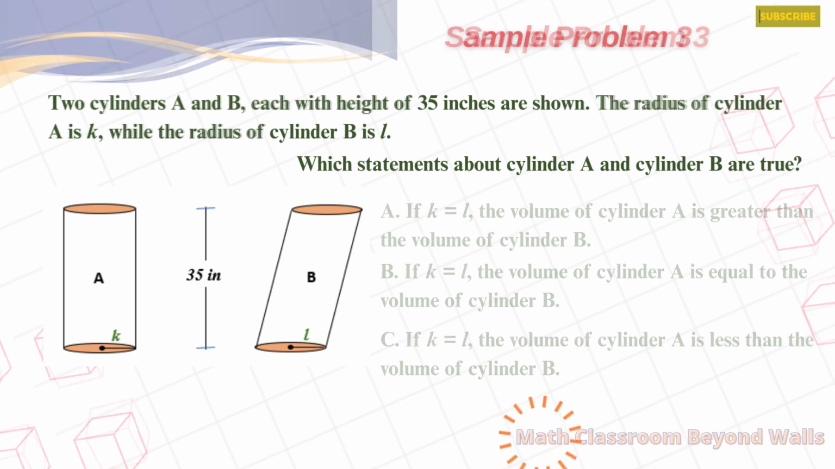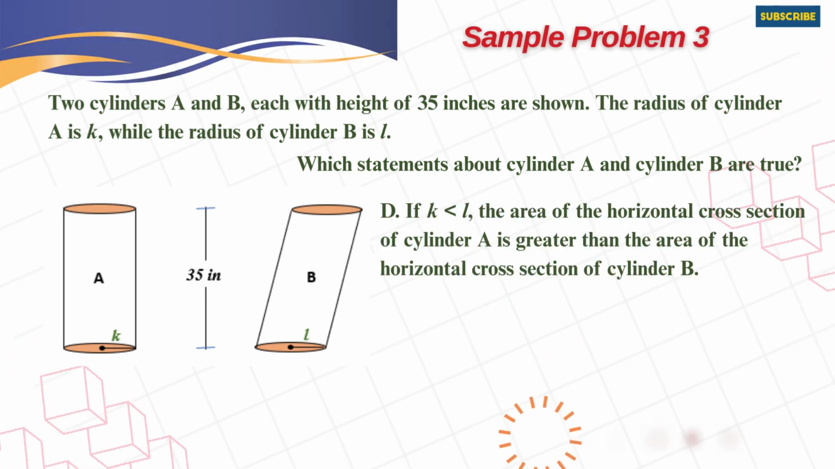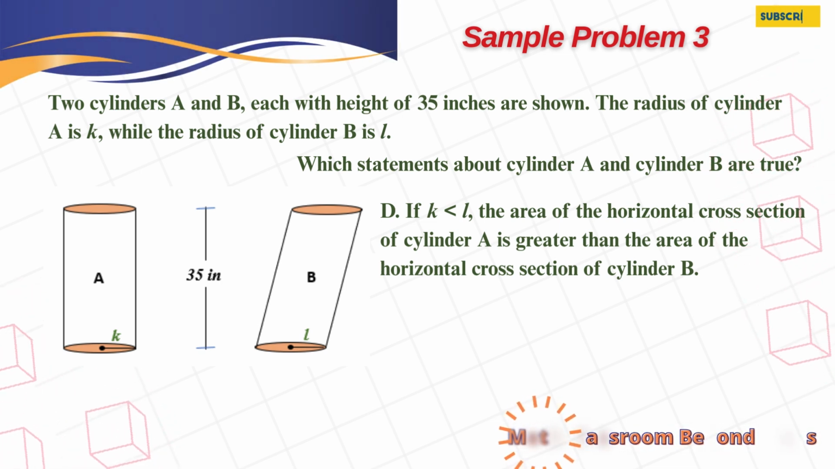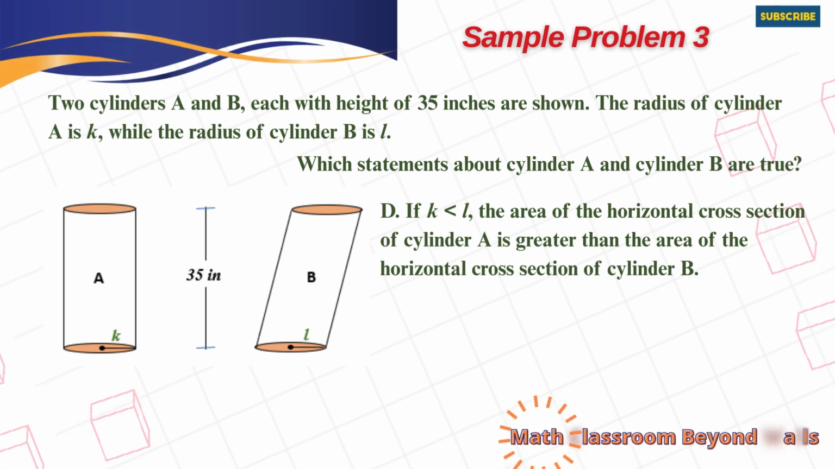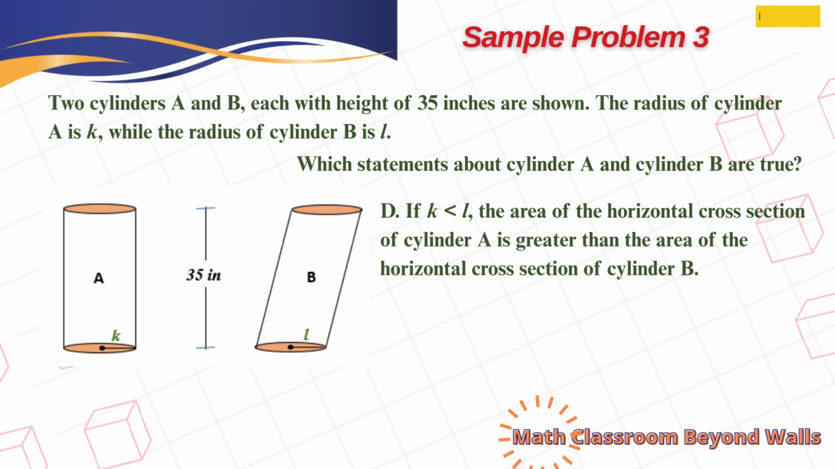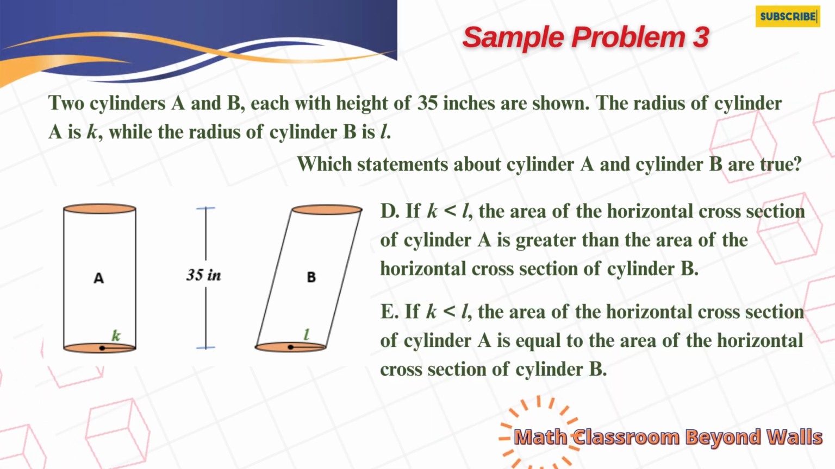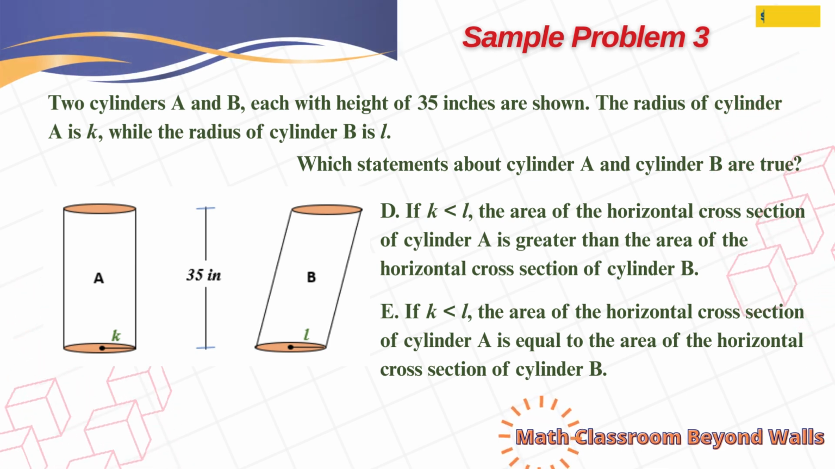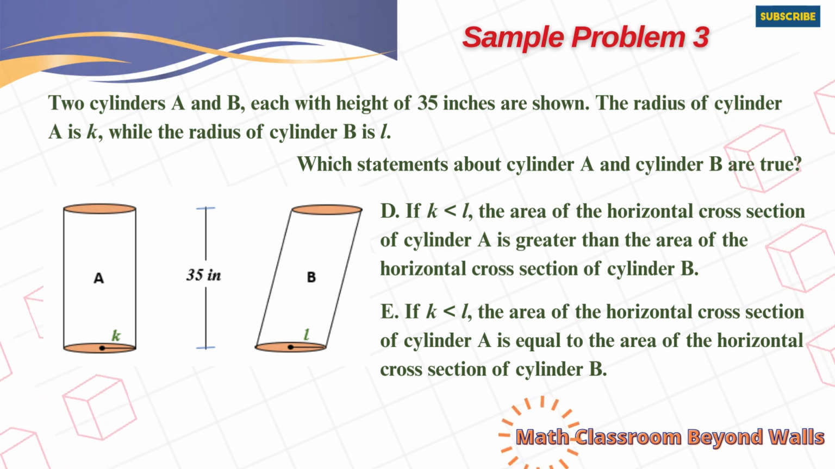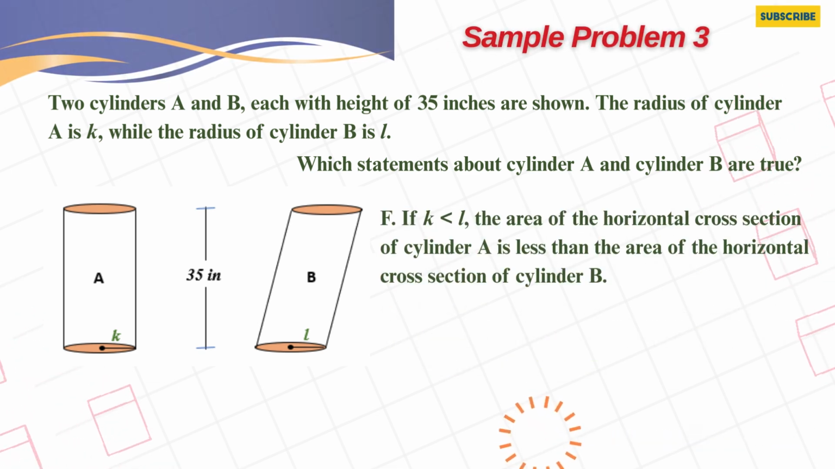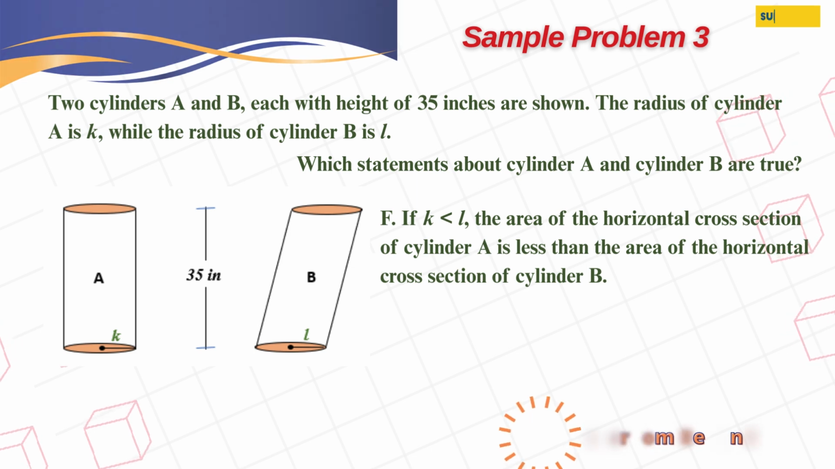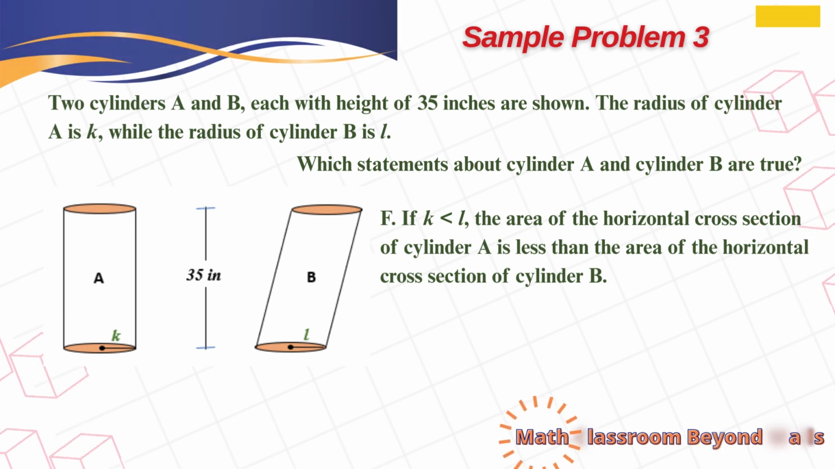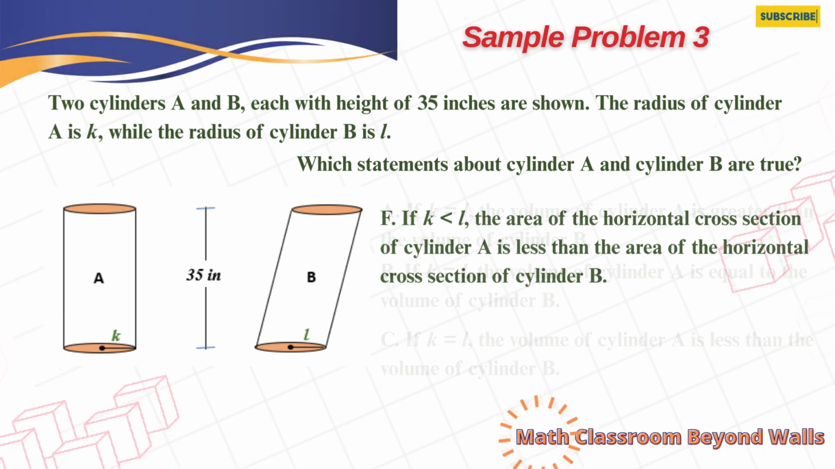Option D, if K is less than L, the area of the horizontal cross-section of cylinder A is greater than the area of the horizontal cross-section of cylinder B. Option E, if K is less than L, the area of the horizontal cross-section of cylinder A is equal to the area of the horizontal cross-section of cylinder B. And option F, if K is less than L, the area of the horizontal cross-section of cylinder A is less than the area of the horizontal cross-section of cylinder B.